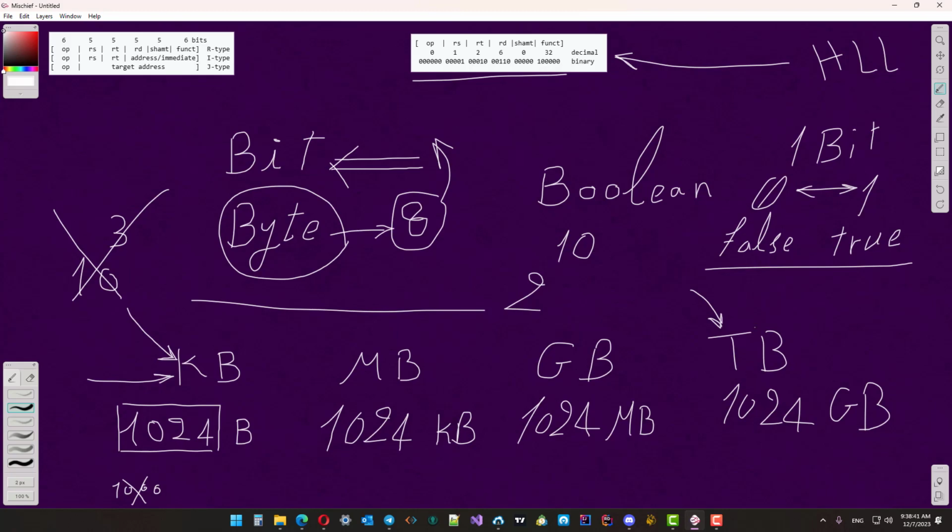That's how much capacity a storage unit has these days. We can easily have 10 terabytes, 16 terabytes. I have seen these hard drives. So we have lots of storage space.